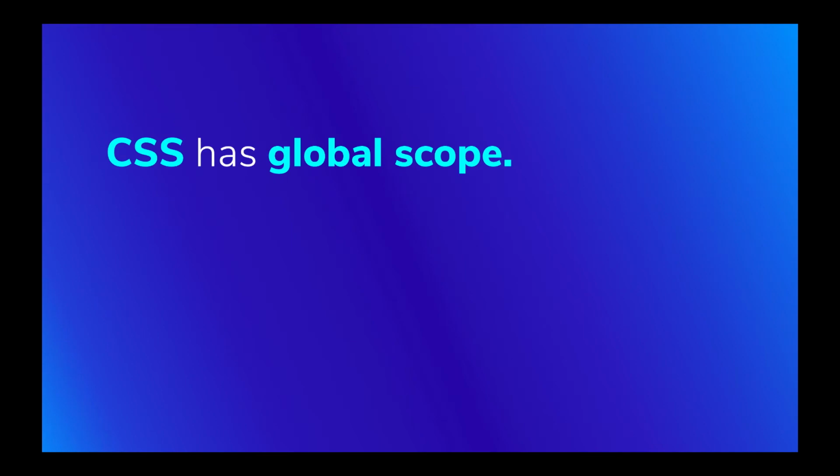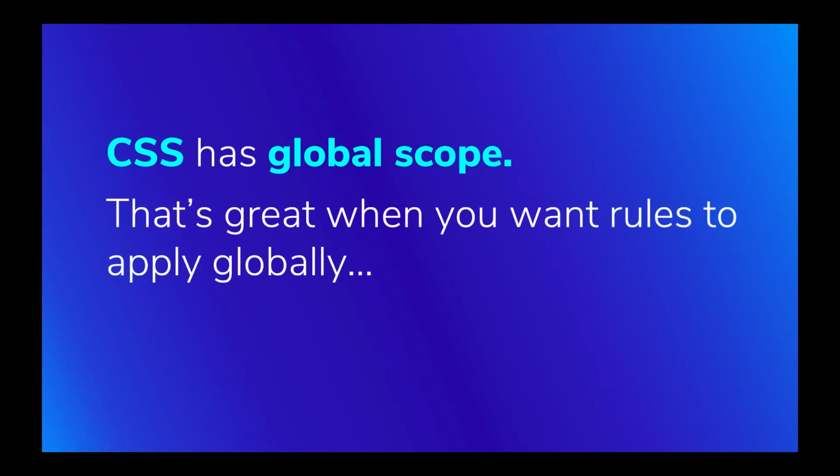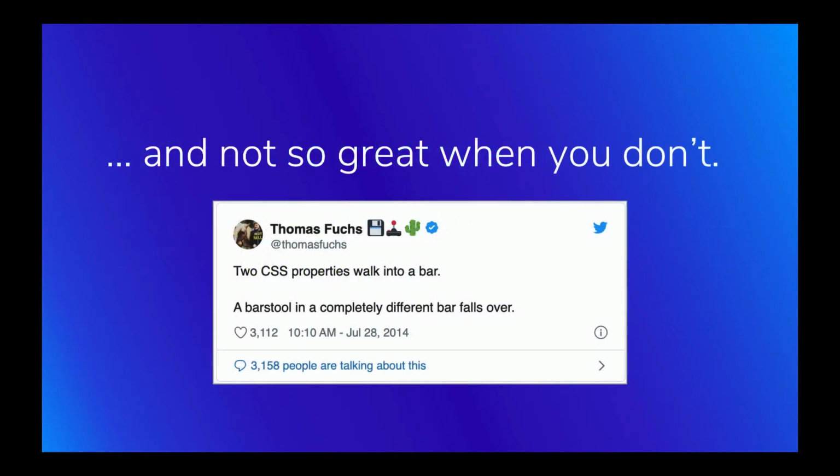So today, let's talk about CSS. CSS has global scope. So all the rules that you write are in the global namespace and apply globally, which is great if you want that. So if you want to write a small number of rules that apply to a lot of your front-end code, it's not so great when you don't want that.